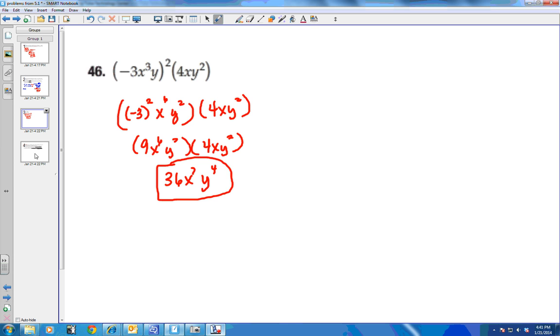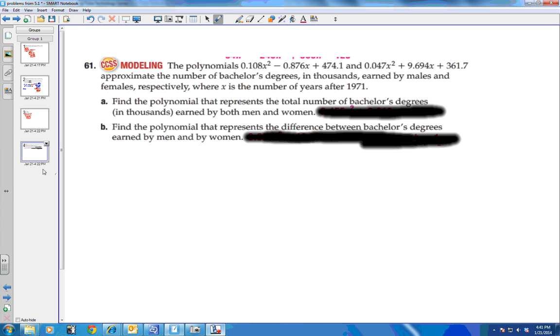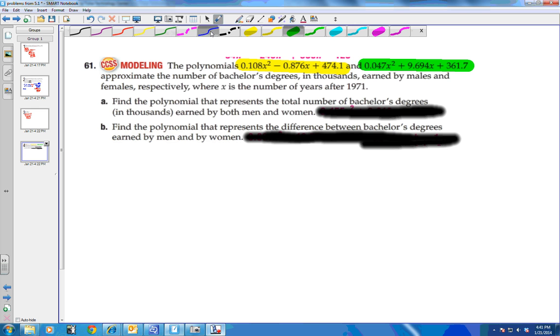And last one, number 61. Okay, number 61, the polynomials, and they give me this long polynomial. I'm just going to highlight it. I don't know why it's not letting me do that. So here's my first polynomial. And then here's my second polynomial. Okay, so instead of me writing those down, I'm just going to highlight them.